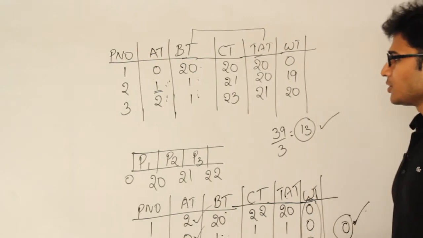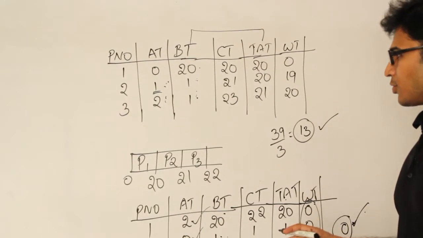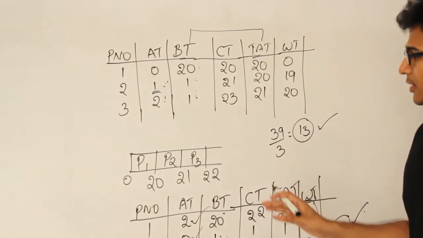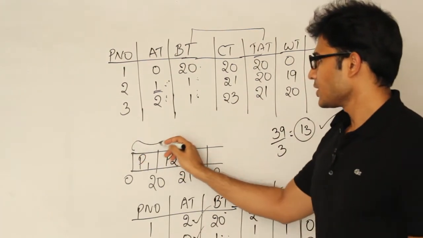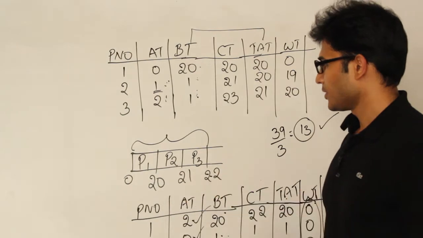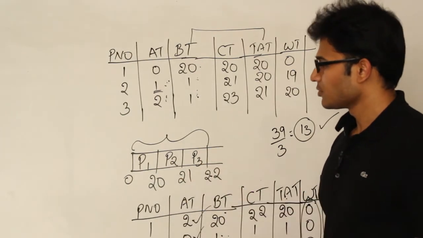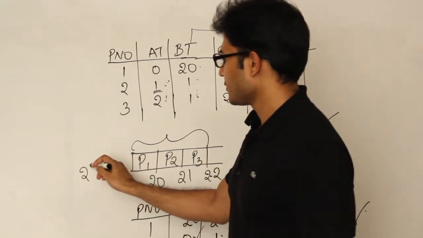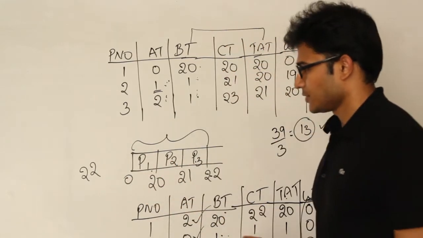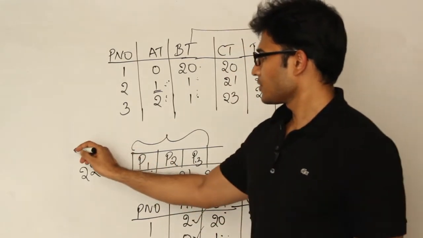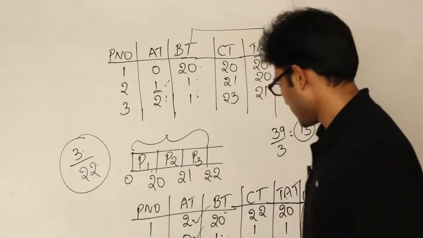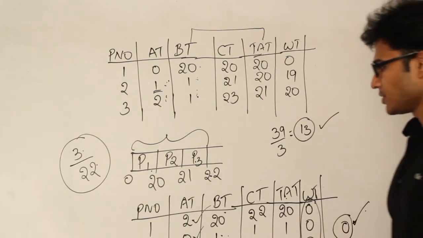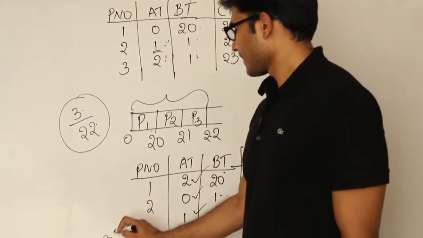Now, what about the throughput? Throughput is the number of processes that get finished per unit time. So here, if you see this, the total time taken is 22, right? So in these 22 units, I am able to finish 3 processes, right? Therefore, the number of processes which are finished per unit time is 3 by 22. And here also, in this 22, I finished 3. That is called throughput, isn't it?